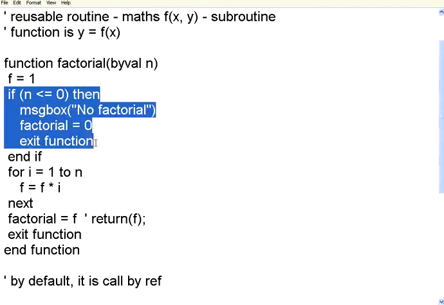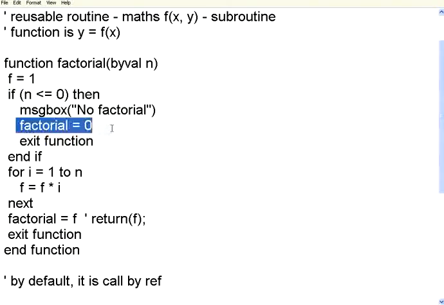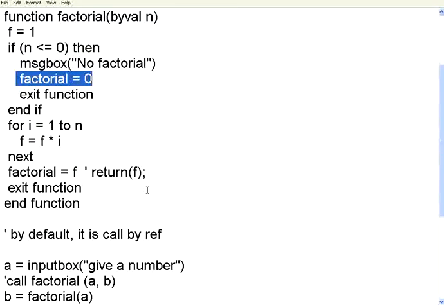So what you need to do is, before exiting the function, you need to assign a value to that function name itself. So both function and subroutine are used for modular programming, reusability by passing parameters. But in subroutine, you don't have a left-hand side. In a function, you have a left-hand side equal to function name within brackets parameters.